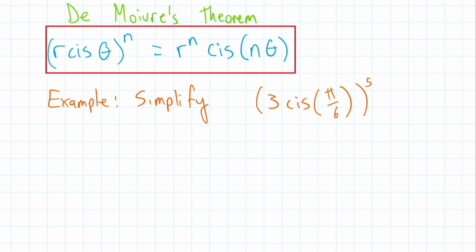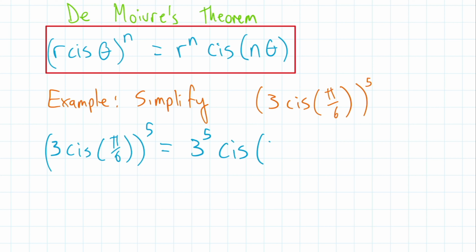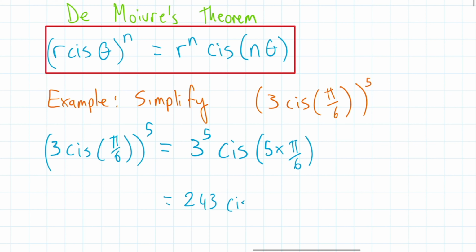That means that the simplified version of 3 cis pi on 6 all to the power of 5 is going to be equal to 3 to the power of 5 cis, and it's going to be 5 multiplied by pi on 6. Well, 3 to the power of 5 is simply equal to 243, so that's 243 cis 5 pi on 6. So now I have an answer in polar form, all nice and simplified.